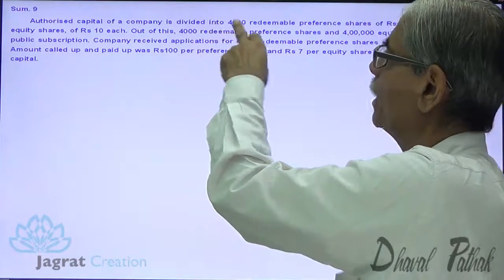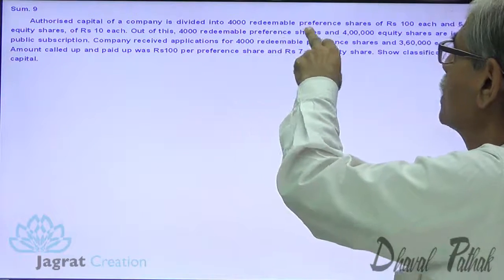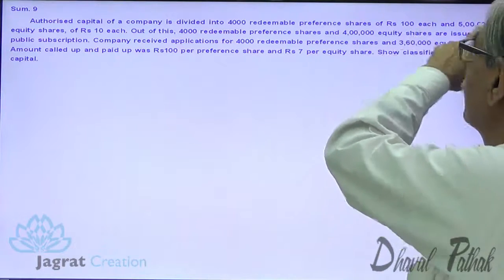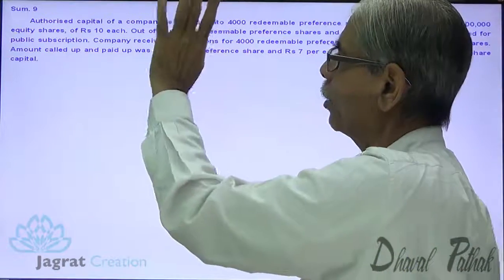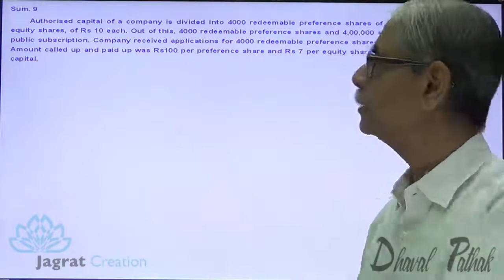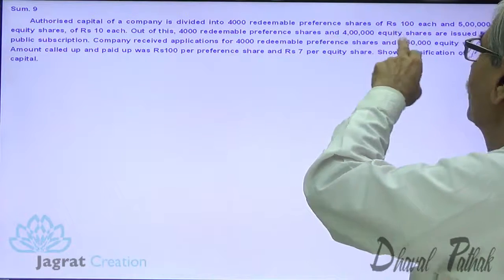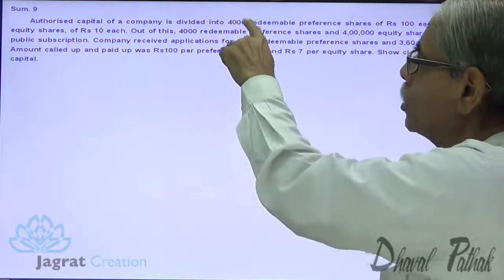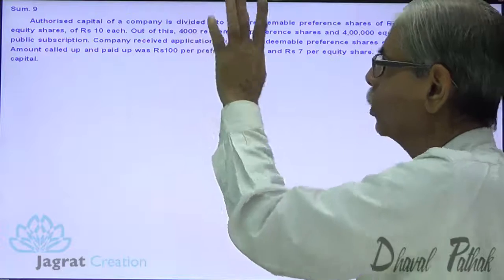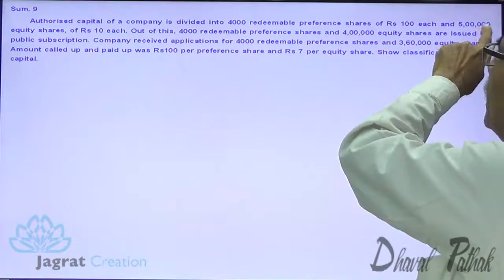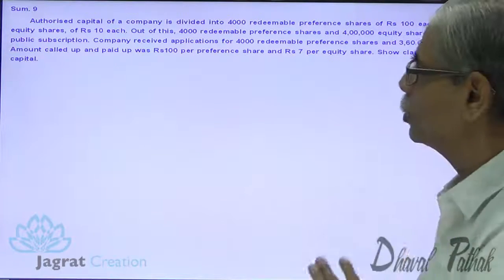Authorized capital of a company is divided into 4,000 redeemable preference shares of rupees 100 each and 5 lakh equity shares of rupees 10 each. This is the authorized share capital. Out of this, 4,000 redeemable preference shares and 4 lakh equity shares are issued. So out of 4,000 preference shares, all 4,000 shares are issued. Out of 5 lakh equity shares, 4 lakh equity shares are issued.